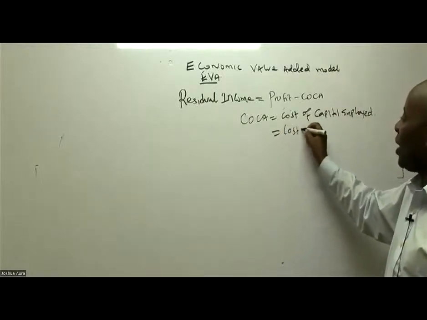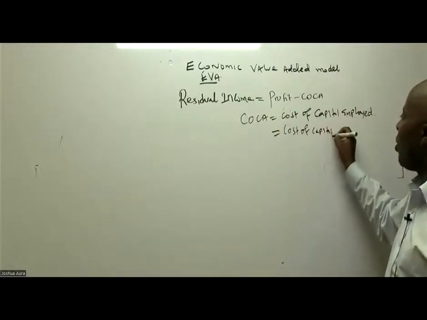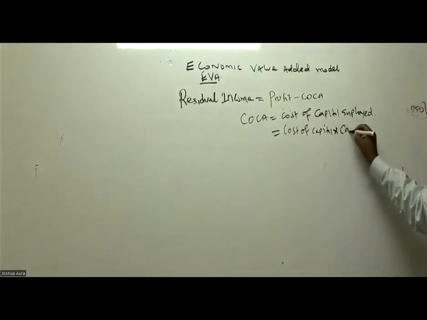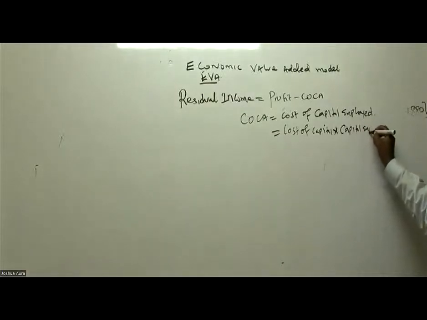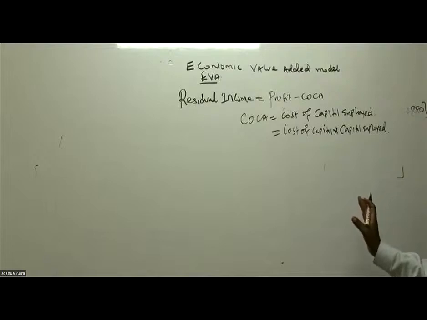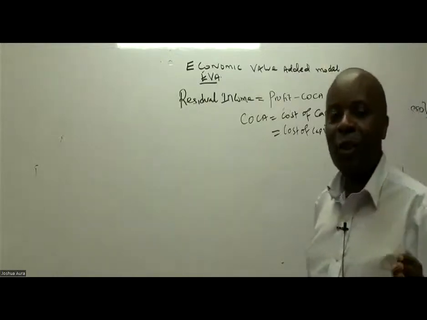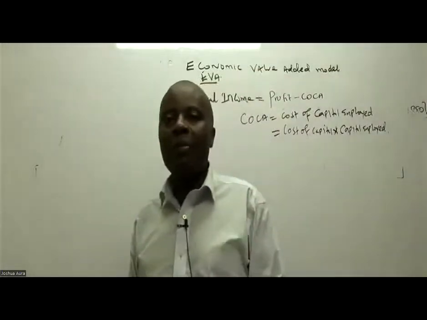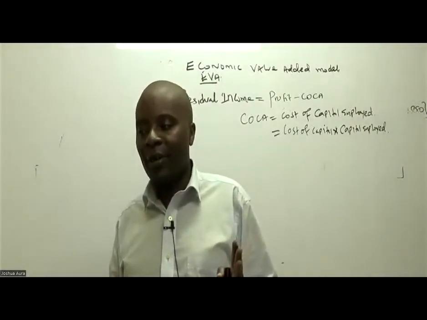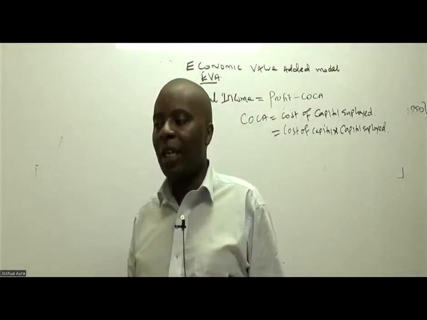At times, the examiner will give you cost of capital times the capital that was employed, at the beginning of the year. Because we look at how much capital was employed at the beginning of the year, and this capital was able to deliver what result in form of profit, right? So it is cost of capital times capital employed.